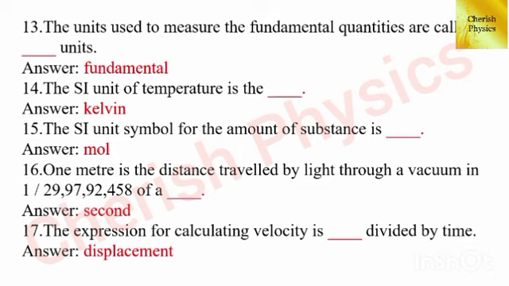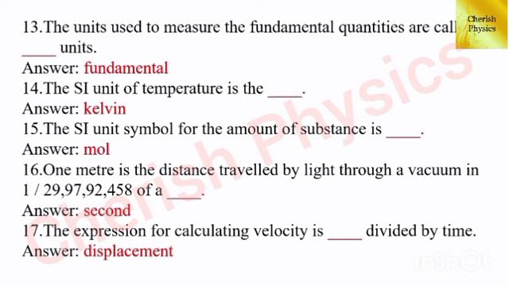The SI unit for the amount of substance is dash. The answer is mole. 1 meter is the distance traveled by light through a vacuum in 1 divided by 29 crore 97 lakh 92,458 of a dash. The answer is second.